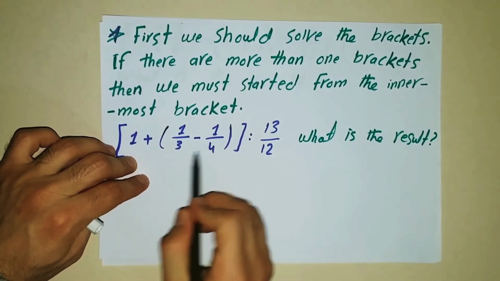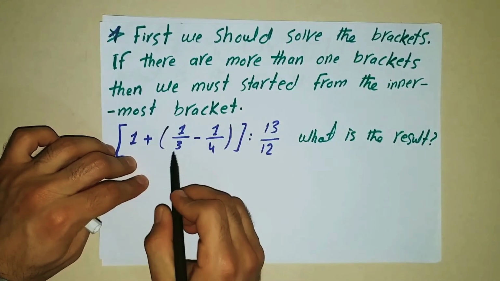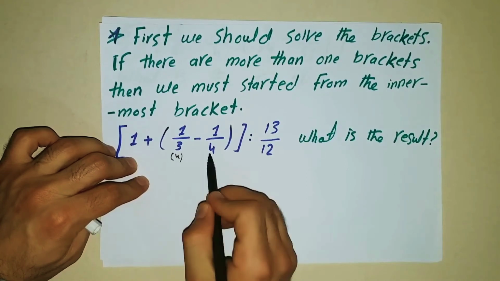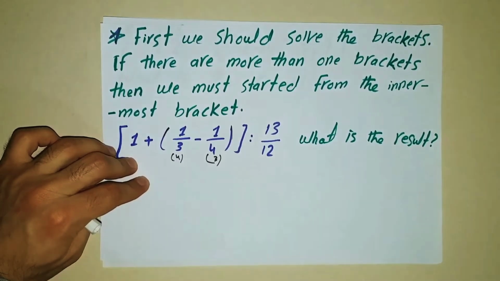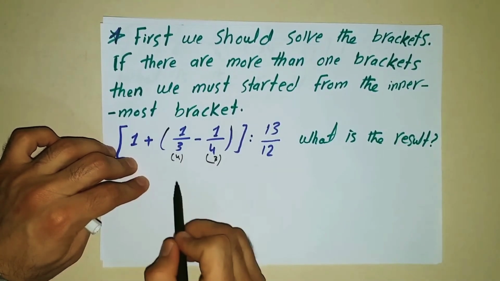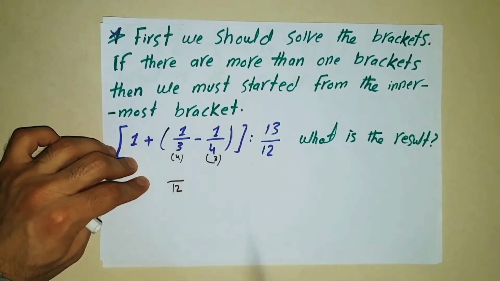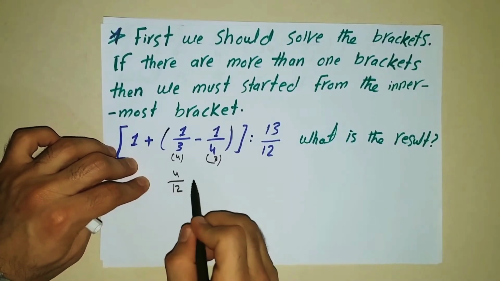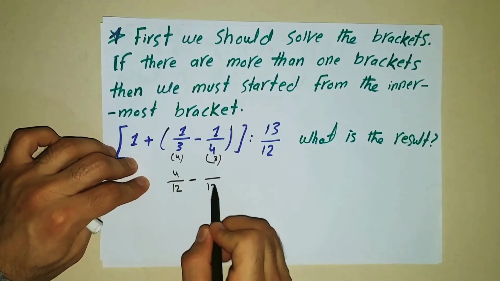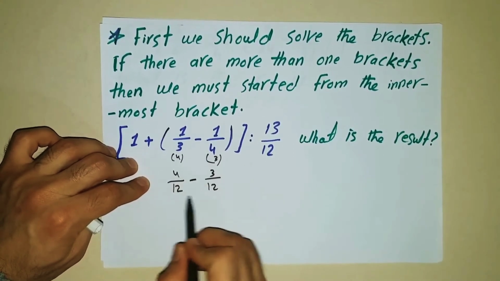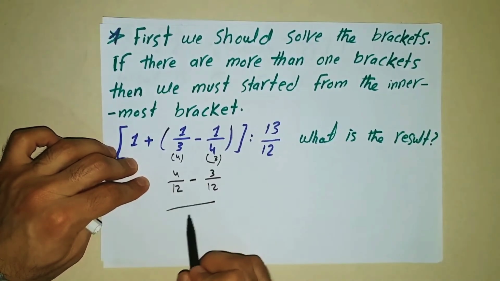Like this is 3, this is 4. So how will I make the denominator the same? I will multiply this by 4 and this by 3. So 4 3s are 12 and 4 1s are 4, minus 3 4s are 12, 3 1s are 3. Now the denominators are the same, so I can subtract them.